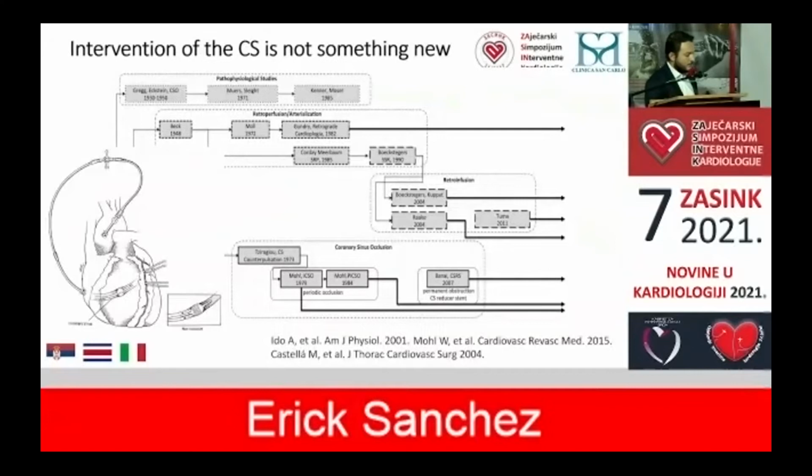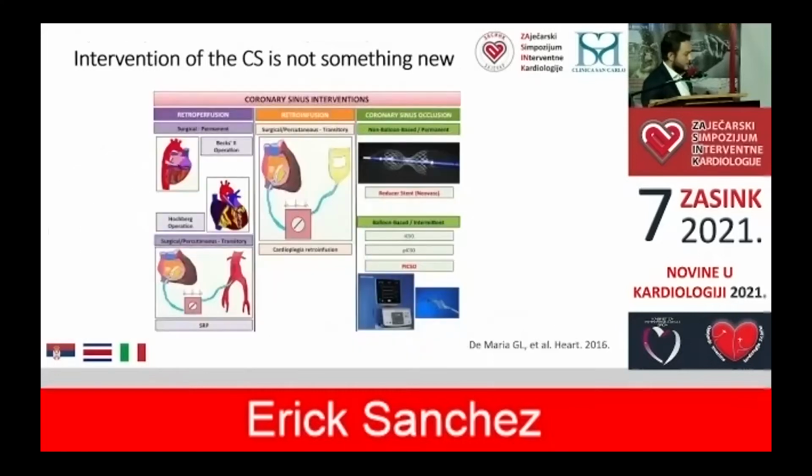This coronary intervention is not something new. Since 1948, Beck started to do a surgery connecting the aorta to the coronary sinus, bypassing arterial blood to the coronary sinus, and that improved life. But after this came the CABG, and of course that decreased. But this is not new information. As you can see here, the retroperfusion, then came the retroinfusion of cardioplegia used for cardiac surgery, and now the new devices.